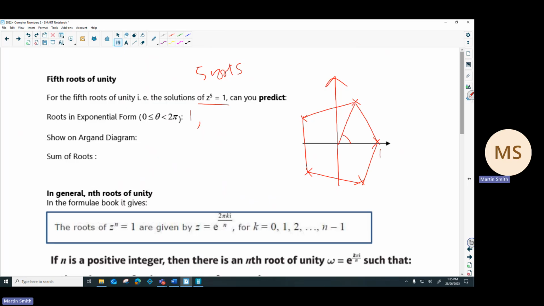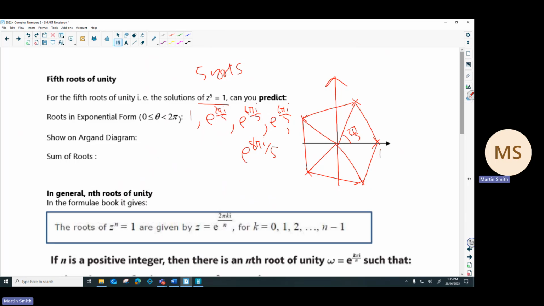Next root here, that argument is going to be, well, the total angle at the center is 360 degrees, 2 pi radians. So that angle there is 2 pi over 5, because the angle at the center is split into 5 separate angles. So it's e to the power of 2 pi i over 5. Then the next one, you double the angle, e to the power of 4 pi i over 5. Then you get triple the angle, e to the power of 6 pi i over 5. And then finally, e to the power of 8 pi i over 5. Those are the fifth roots of unity.